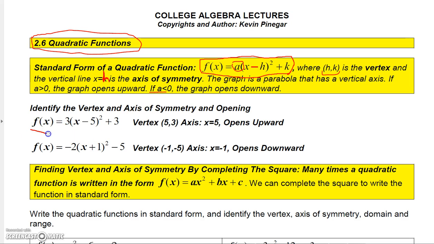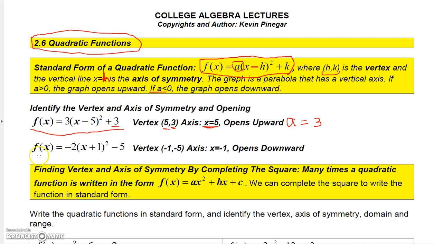For example, in this particular example, you're subtracting 5, so 5 would be the x value of the vertex, and outside you're adding 3, so 3 would be the k value, or y value, of the vertex. And the axis would be x equals 5. So the axis would be x equals whatever that x value of the vertex is. And this opens upward. The reason I know it opens upward is because a is 3, and 3 is a number that's greater than 0.